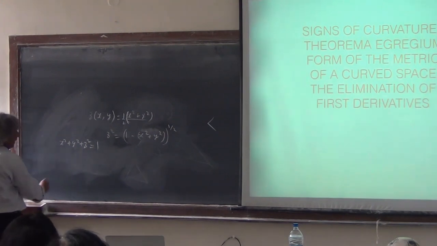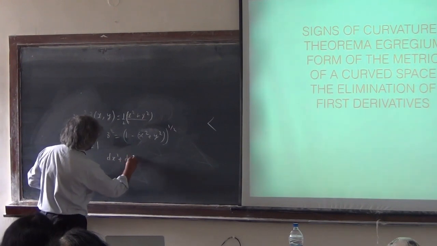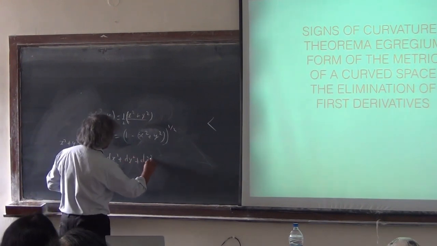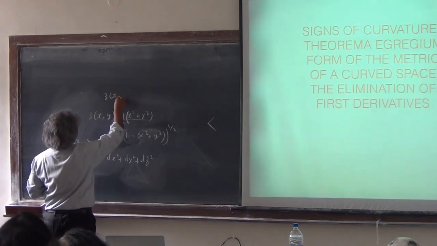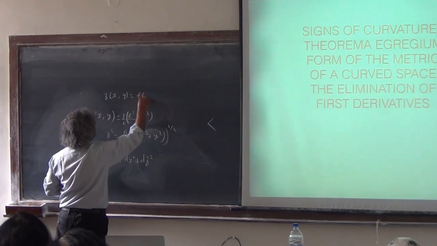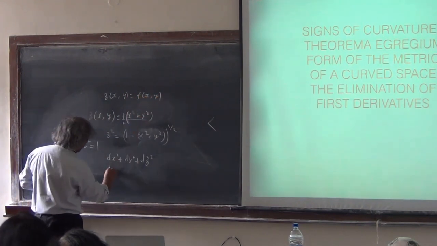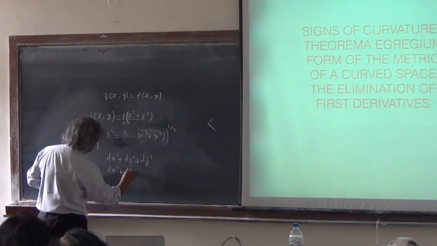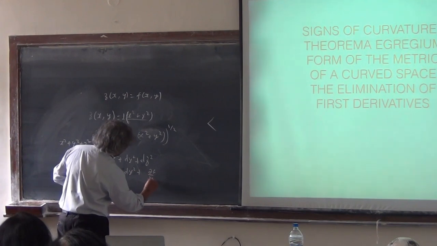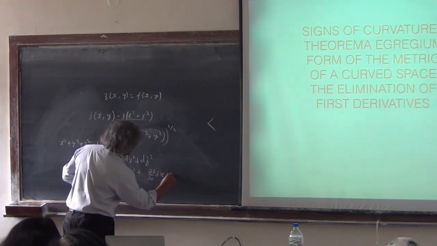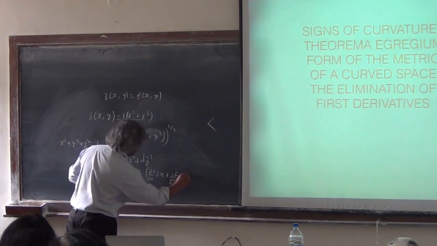So the metric of space is dx squared plus dy squared plus dz squared, according to Euclid in three dimensions. Suppose I have a surface described by z equals some function f of x and y, of which this is an example. If I plug it in here, I get dx squared plus dy squared plus (df over dx times dx plus df over dy times dy) whole squared.